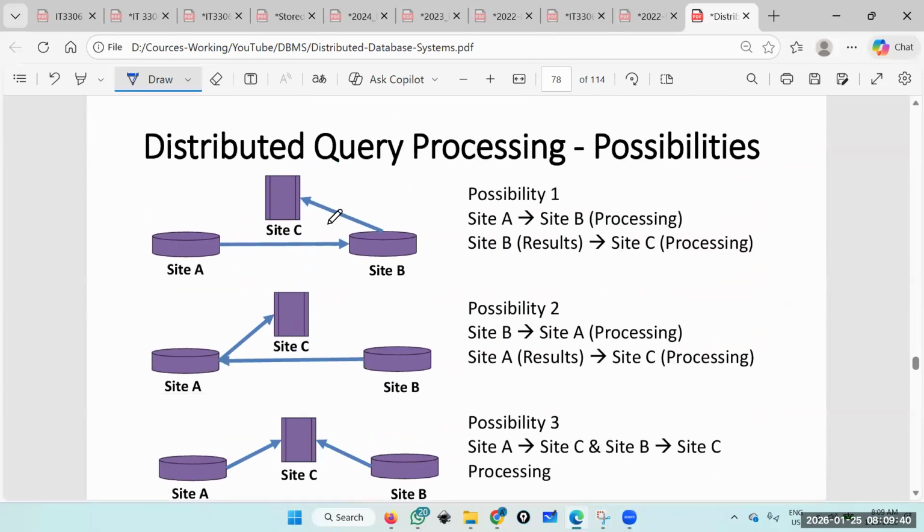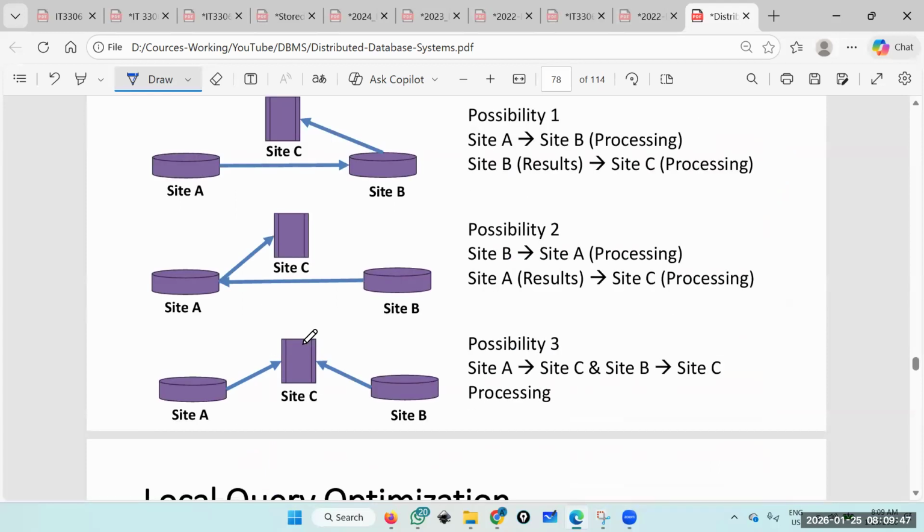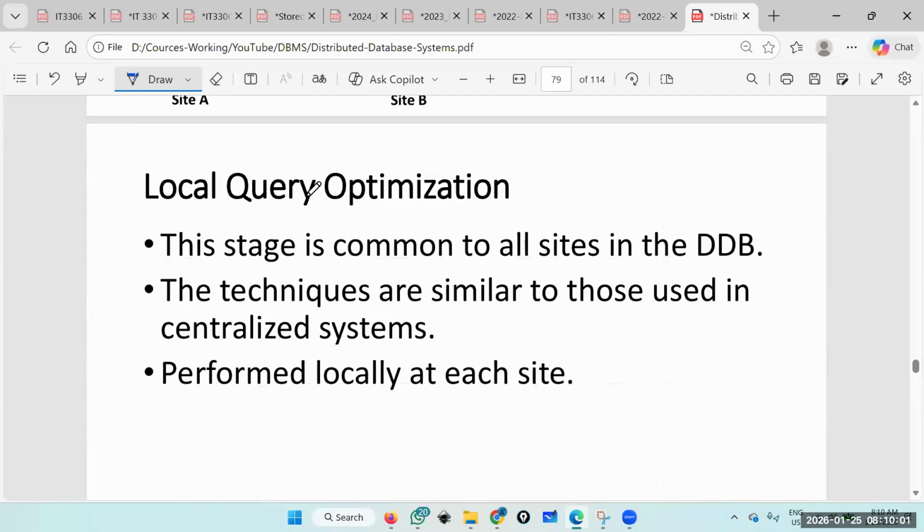Right. So these are some possibilities: A to B and take to C, B to A and take to C, or take A to C, B to C, and then do the join. Those are actually the three possibilities if you have three sites, including your local site.